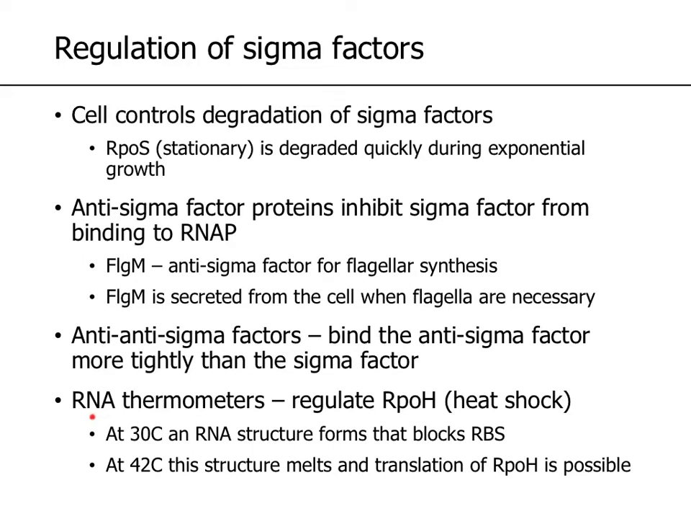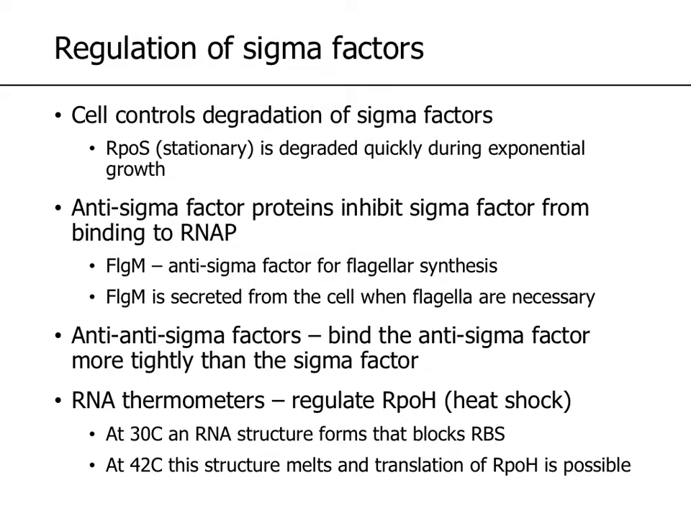Okay, so like I said, the thermometers are called RNA thermometers because they're essentially detecting the temperature that the cell is in. It does so by changing the bonding of the RNA structure itself. So at 30C, which is considered a low temperature for the cell, or the normal growth temperature, the RNA structure will form and block the RBS.